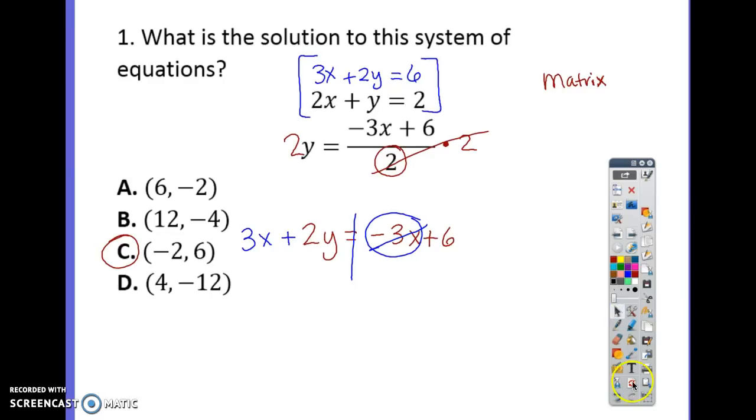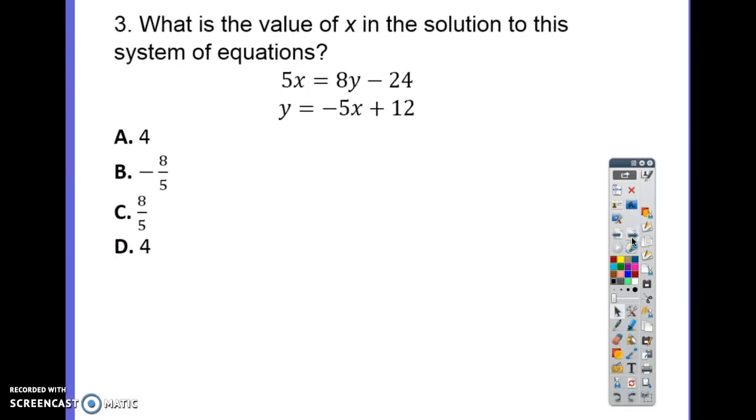Okay, let's move on. Let's go to the next problem, which is number 3. Again, this one, you can either put them both in y equals trace or do matrix. And for this one, I think matrix is just better because of where the y is on the top one. So let's just move everything to the left. Make sure that the x is first, then the y, then the number.